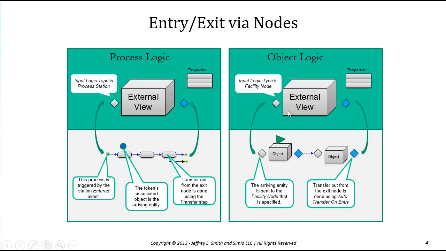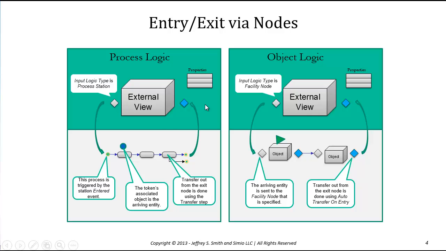And so in both cases we specify that entities flow into our object through an input node and then leave our object from the output node. In the object logic, the input node maps to a facility node, whereas in the process logic, the input node maps to a process station, which again, we will see the details when we get into the video.